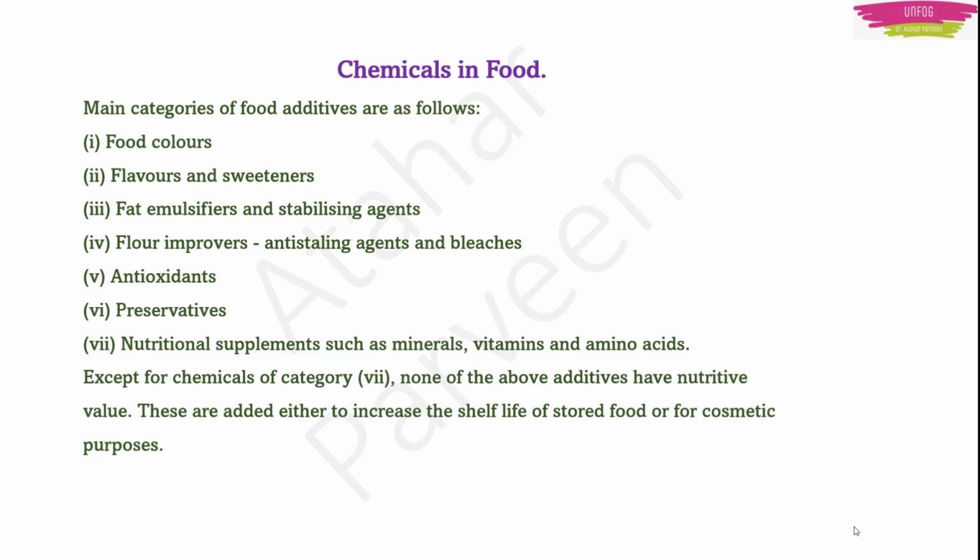Now one thing which you have to notice: the first 6 categories have nothing to do with your health. They are used either to increase the shelf life of the food, or to make it tastier. That's all. It will not help you in any way from the nutrition perspective. Only the 7th category will help you nutritionally. So the moral of this story is that it is better to cook food at home rather than having foods from outside.